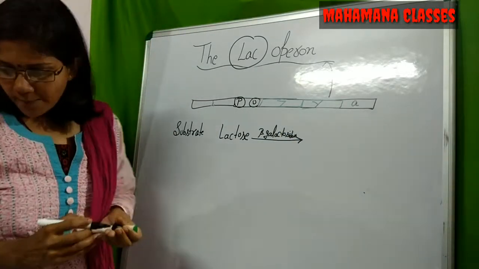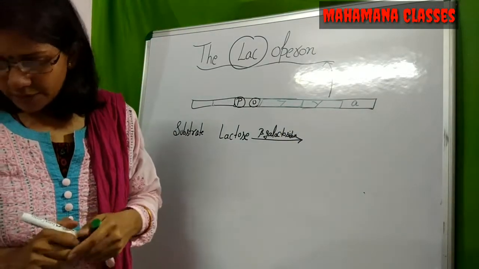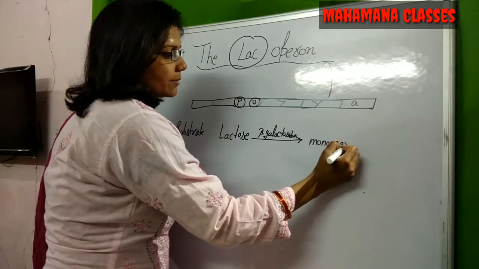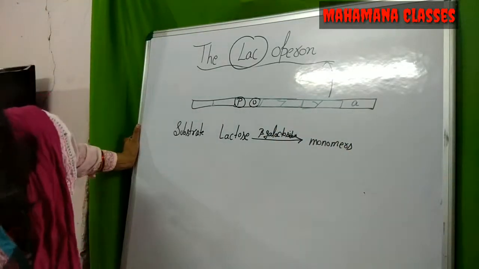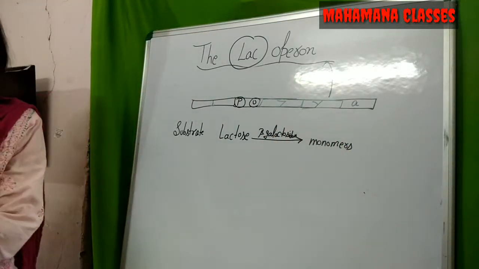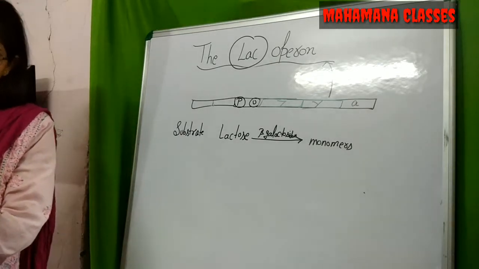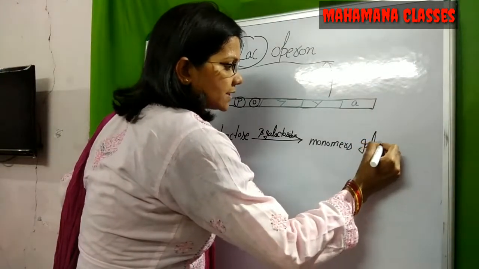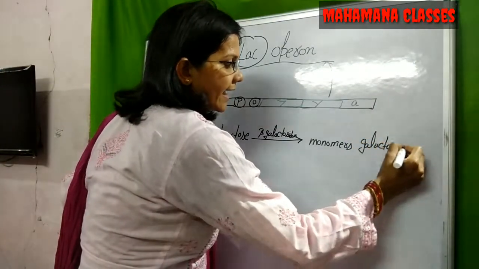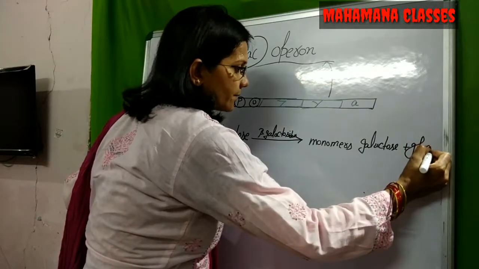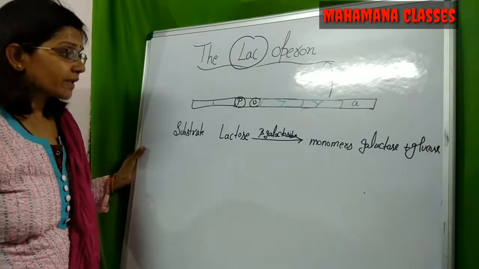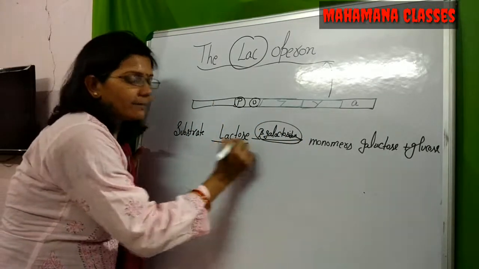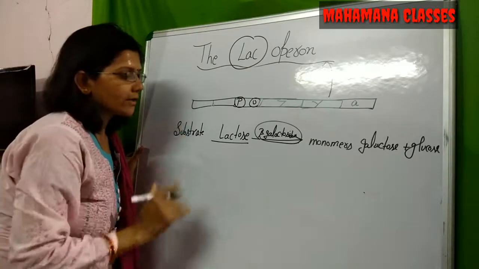And it will form its monomers. And these monomers are galactose and glucose. Now, what is going to be important here? This will work only if it is present. Okay, are you getting it?